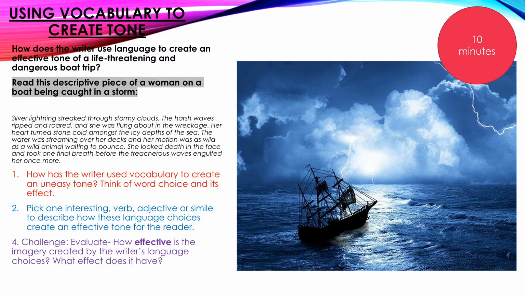So how has the writer used vocabulary to create an uneasy tone? Think of word choice and its effect. Then pick out one interesting verb, adjective, or simile to describe how these language choices create an effective tone for the reader. And then finally, the challenge question: to evaluate how effective is the imagery created by the writer's language choices and what effect does it have? Okay, so I'll now read this out to you.